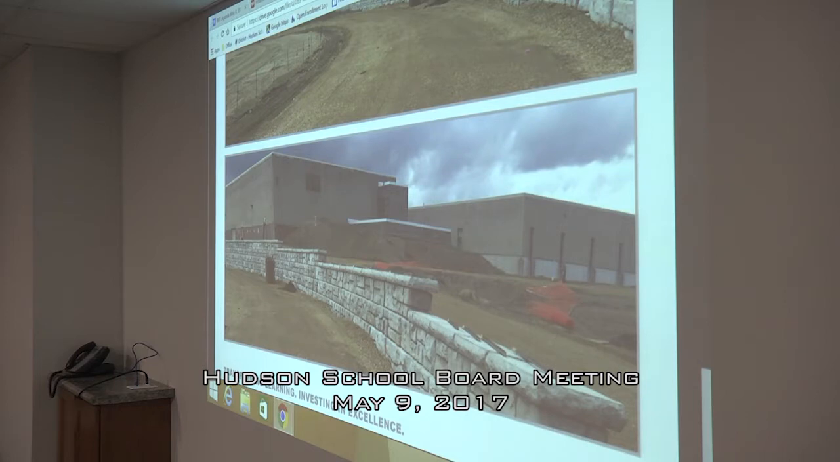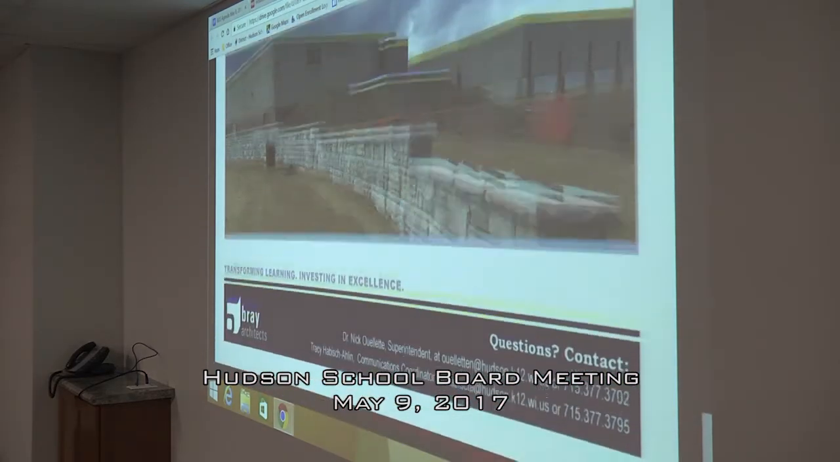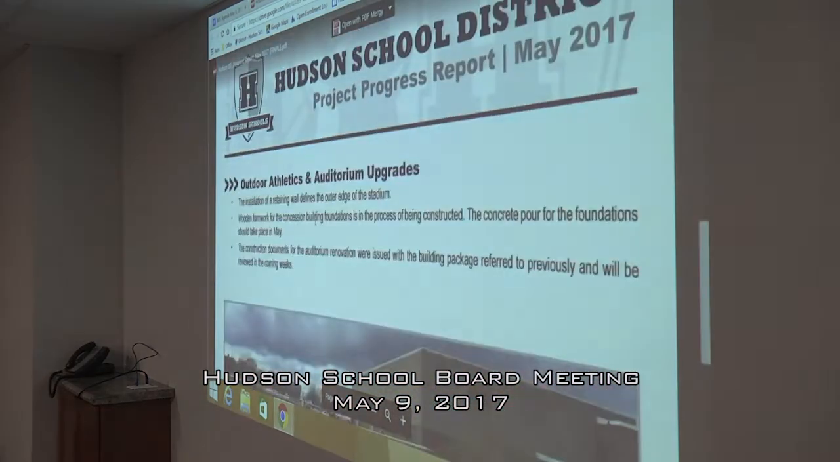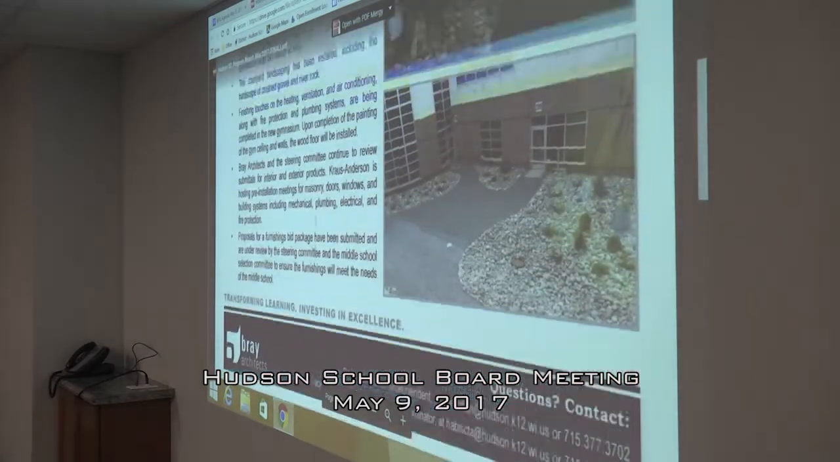If you have not had an opportunity to drive around the west or the north side of the high school, I would highly recommend you do it. It's quite amazing the way things look now compared to even a month ago. So that is the high school project as it sits. We're continuing to work through the logistics and everything else associated with it.